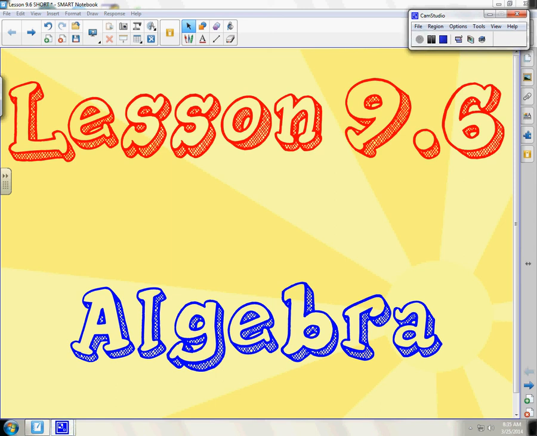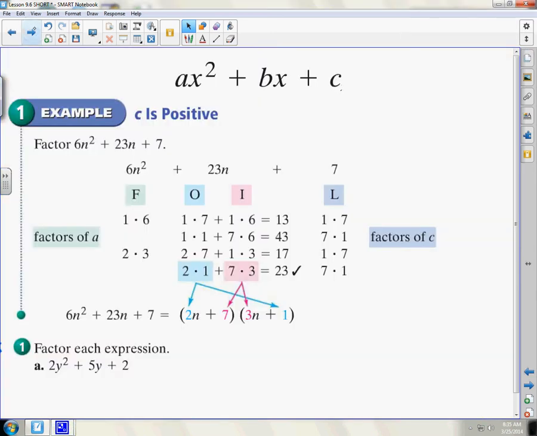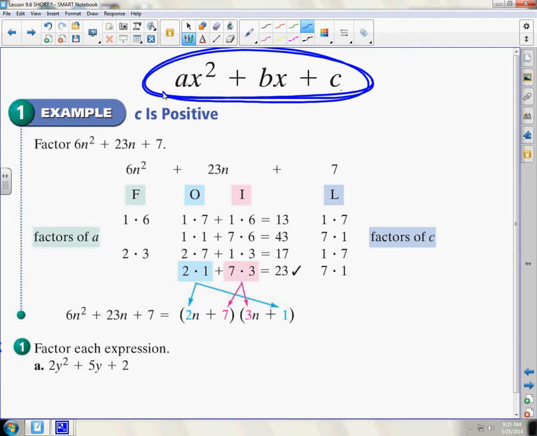Hey guys, this is lesson 9.6 for algebra. 9.6, we are factoring yet again. We have our normal blanket equation, which is a quadratic formula, and we're trying to factor it into two binomials.